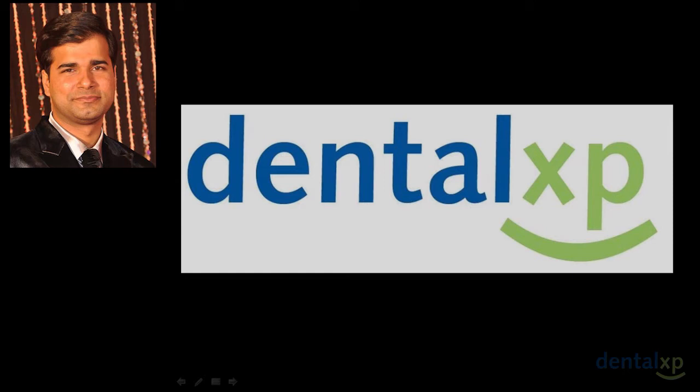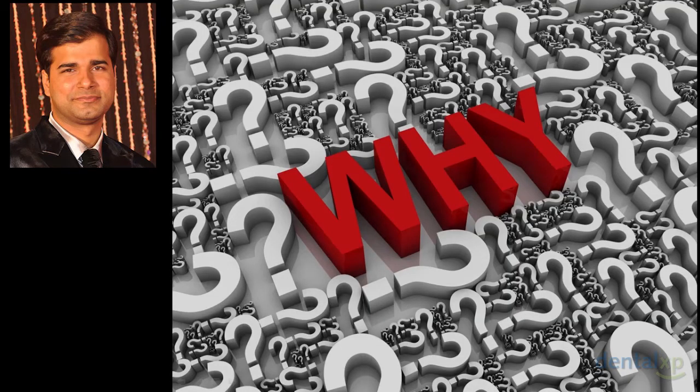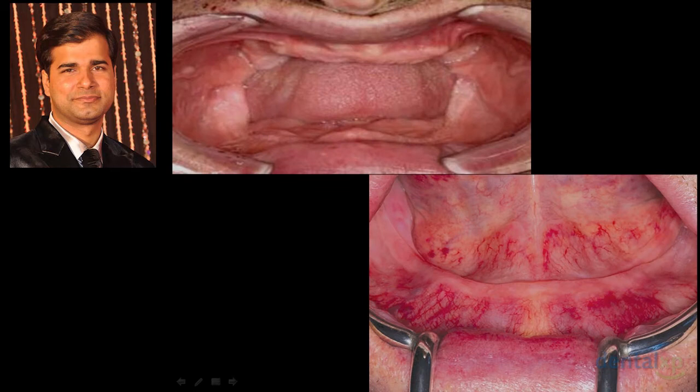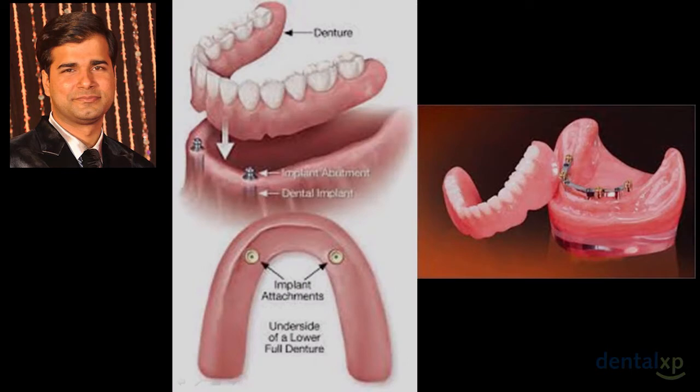So the first question we will be addressing is why? That is, why overdentures? We are all aware as to what problems occur with a mandibular complete denture, especially with a thin mandibular ridge deficient in the bone height, width, or both. Stability of the denture is then questionable. Forget retention. That's when implants come to our rescue.